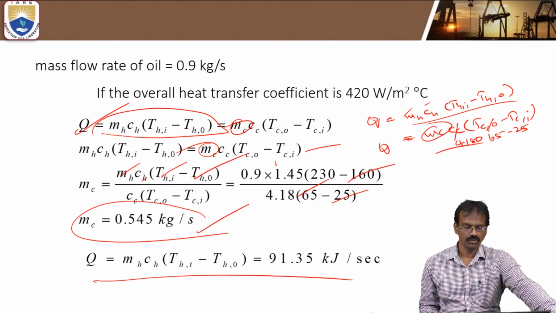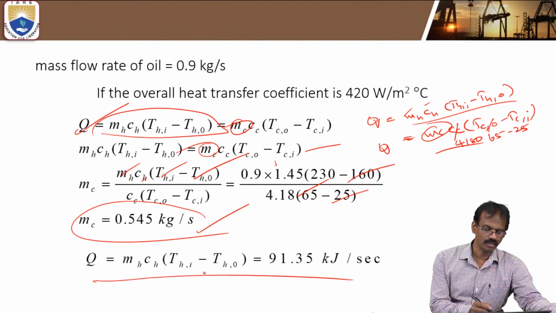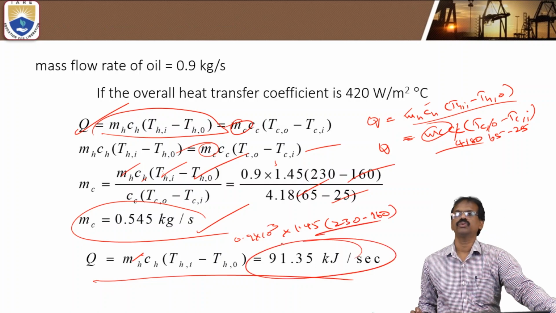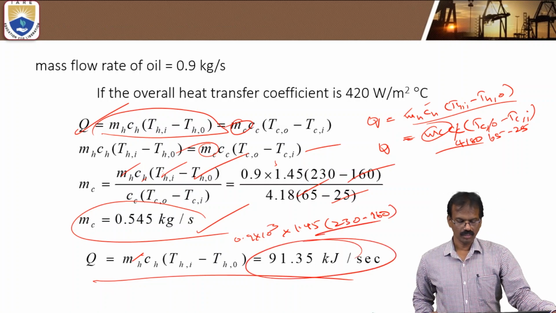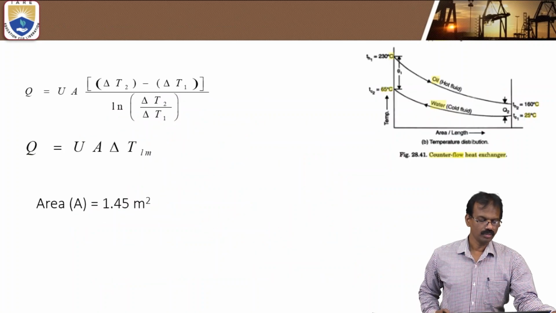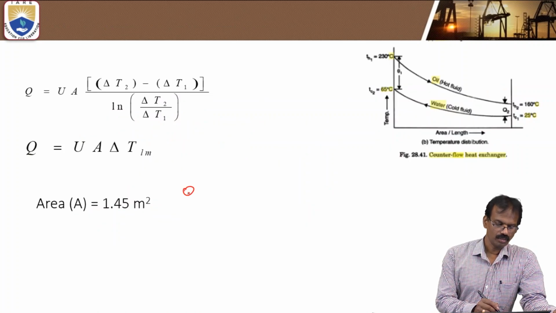So then if you know this one, you know all the values from which you can find out the Q value. Q is mH CH into hot fluid temperature difference. mH you know, 0.9 into 10 cube into 1.45 into 230 minus 160. Okay. So we will get the Q value. Q is equal to 91.235 kilojoule per kg Kelvin. Okay. So then you can find out the area.